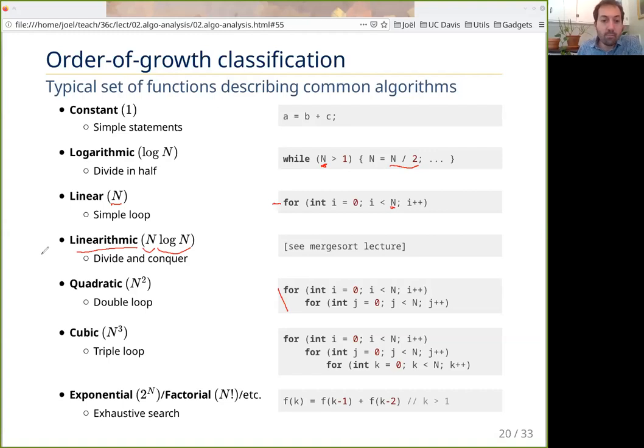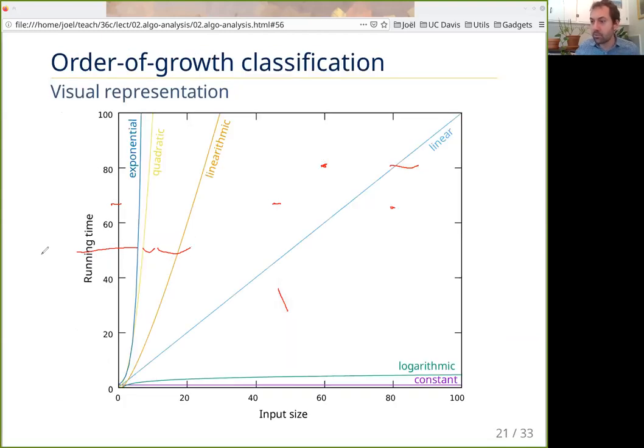So to give you even more perspective in terms of what those different growth means, let me show you a graph where you can see how those algorithms behave graphically. And that's what you see. Okay. So here you see that we have obviously constant is great because it doesn't depend on the input size.